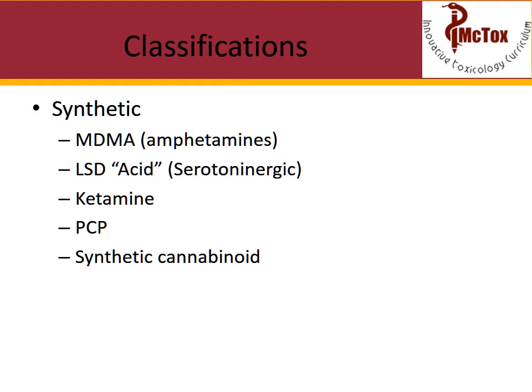PCP is another dissociative synthetic drug similar in structure and effect to ketamine and was initially manufactured as a general anesthetic. Synthetic cannabinoids, also known as a legal high, have invaded the street in recent years. Manufacturers keep changing the chemical structures of these compounds in order to overcome legislation prohibiting their use.